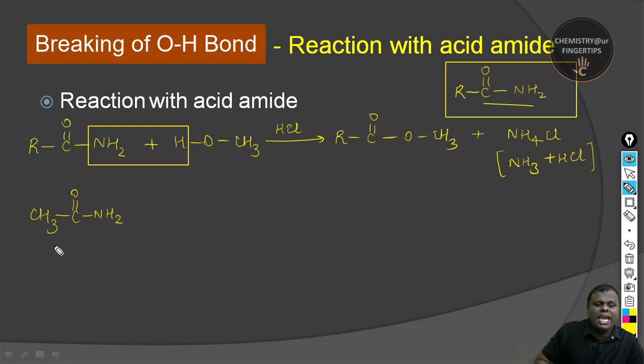So the name of this compound is acetamide. Okay, so the name of this compound is acetamide. The IUPAC name is ethanamide. Okay, so this is HOCH3.